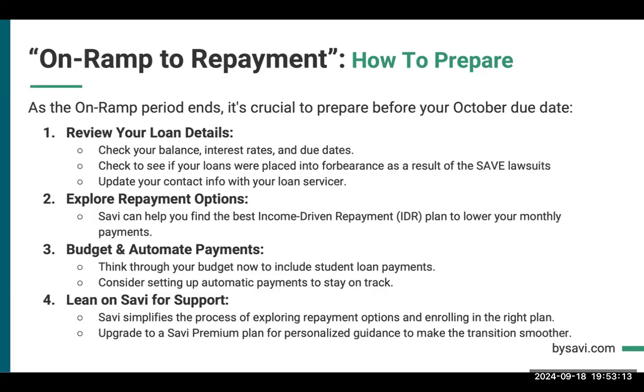We're going to show you what that best payment option can look like, especially on an income-driven repayment plan, how you might be able to lower that. And then we can help to enroll you in that plan. And then you're going to want to budget and think about what that monthly payment is going to look like going forward. If you enroll in auto debit through your student loan servicer, usually they offer a 0.5% interest rate reduction. So that might be something to think about.